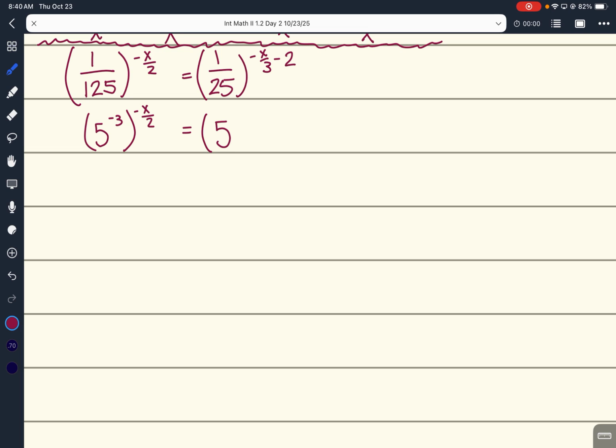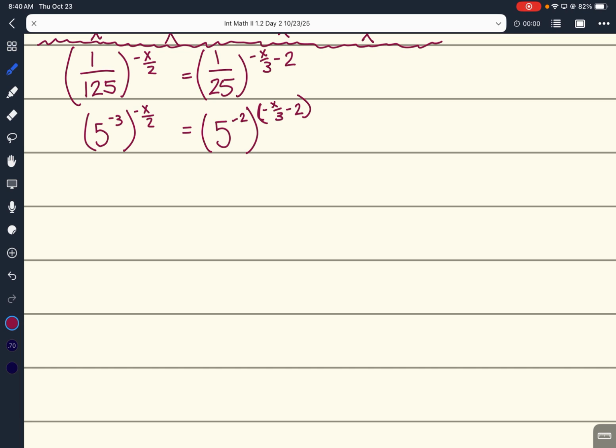First of all, getting it out of the denominator, we have to make the exponent negative. And 25 is 5 what? Squared. Okay. And we still have it to the negative x over 3 minus 2. Okay. Do I have same bases now? Yes. I got that part taken care of.